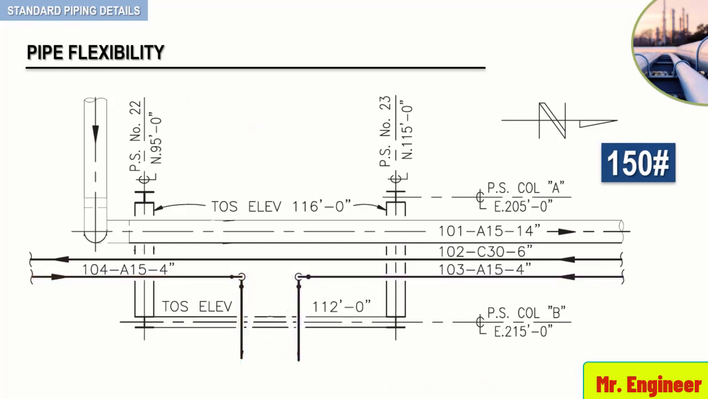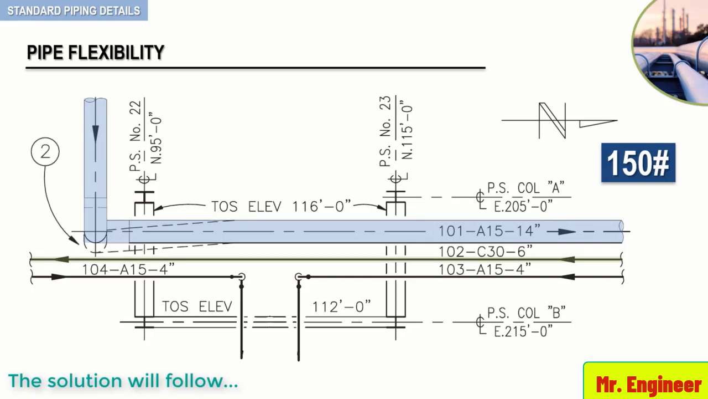Now, as an exercise for you, and before moving to the next video, try to figure out how to solve the interference problem for line 101. Here, an interference is likely to occur between lines 101 and 102 at point 2 if line 101 expands 5 inches east.